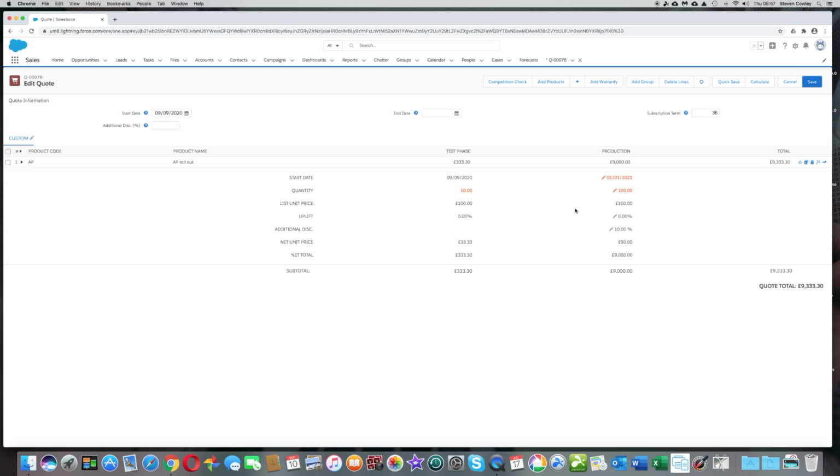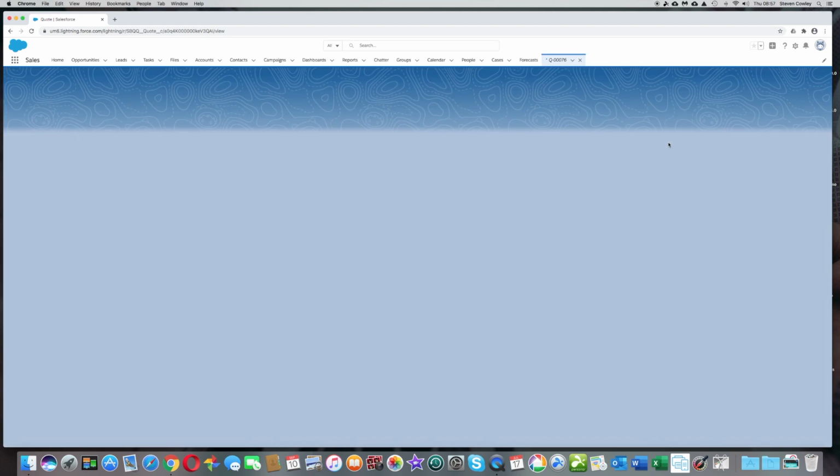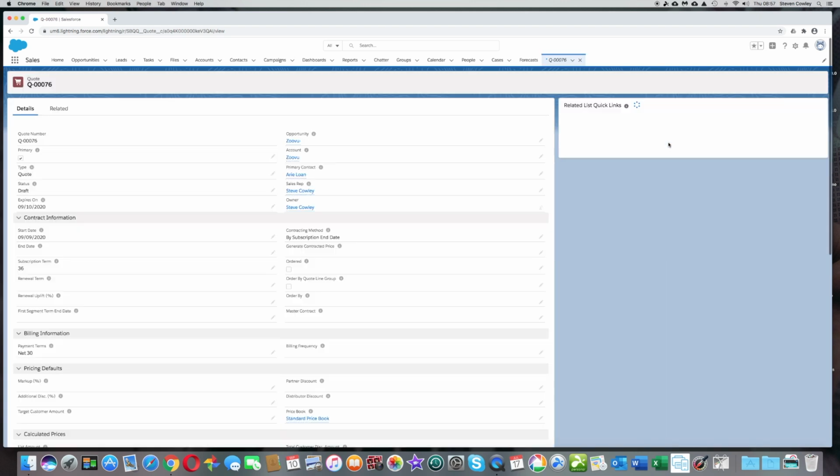So, you know, sometimes we get customers who talk about ongoing increases, but unless you tie that into the quoting and tie that into the initial commitment, it's very easy for those to get lost or never actually happen. But by tying it into the quoting like this and into the ordering, it makes it a lot clearer. I've just saved that quote.